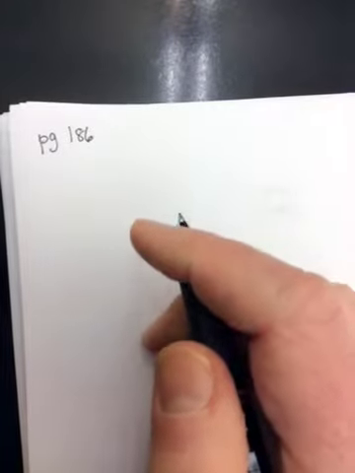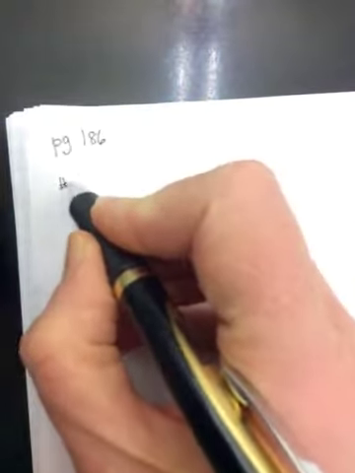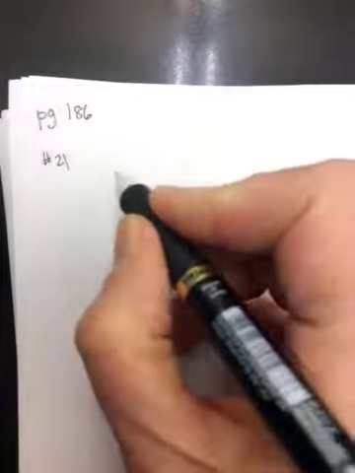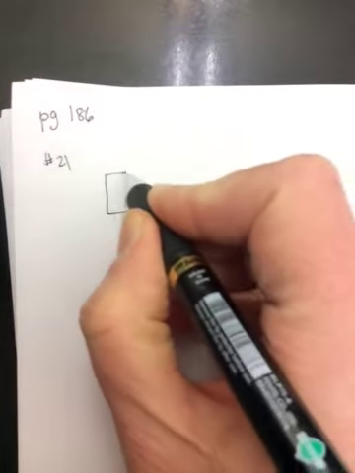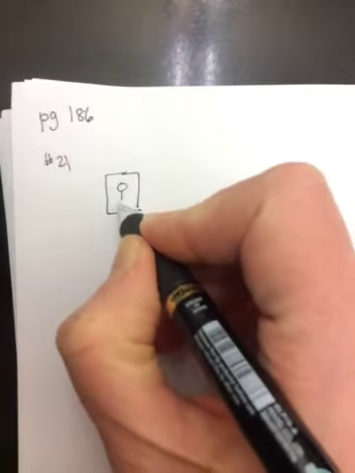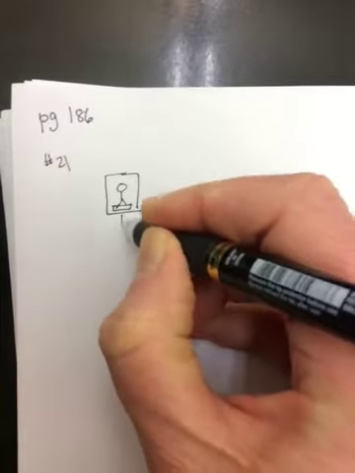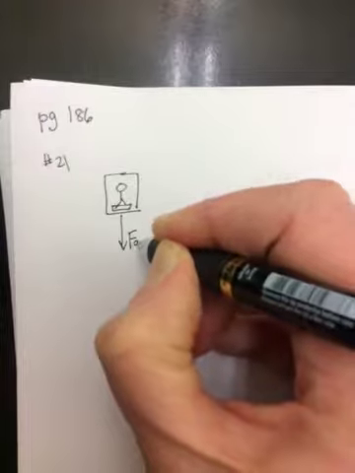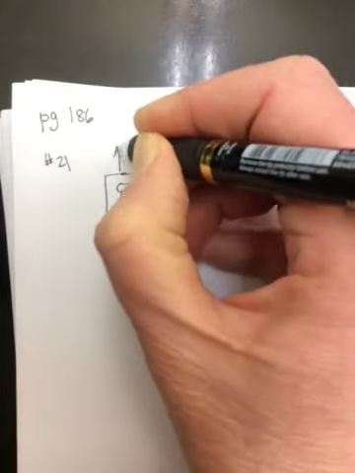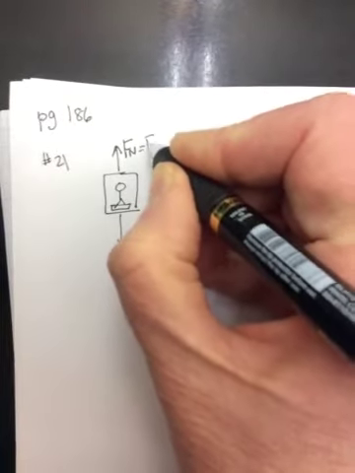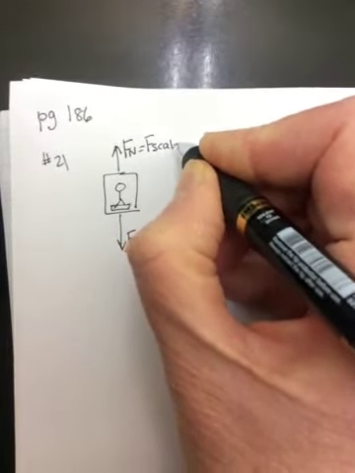All right, so page 186, the elevator questions. Number 21, which I kind of already did. A 64 kilogram person is standing on a scale in an elevator. So half of you already saw this one because I did it by mistake. Here's the person standing on a scale in the elevator. Here is FG acting down. Here is FN acting up, and we know that FN is F scale.